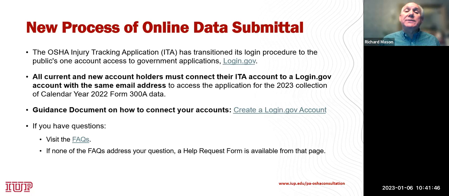Okay, so the new process of online data submittal, OSHA's made this very easy. They just announced fairly recently that this year, instead of logging in on the OSHA site, as you've done in the past few years, they're using the universal login at login.gov. So all current and new account holders must connect their ITA accounts to a login.gov account. You have to use the same email address, and you have to do that for this year's submission, your 2022 submission, which is due by March 2nd of 2023.